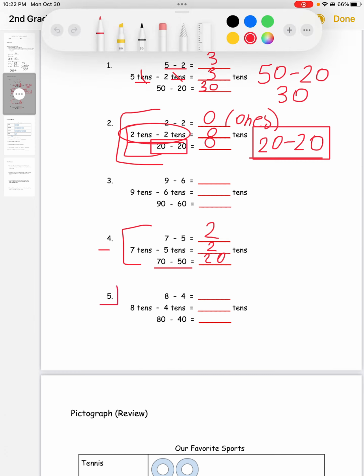Now let's answer question number 5. 8 minus 4 equals 4. So 8 tens minus 4 tens would equal 4 tens. And 4 tens equals 40. So 80 minus 40 equals 40. Again, this is just word formatted, so when it's written in numbers, it would look like this. Same thing right here.